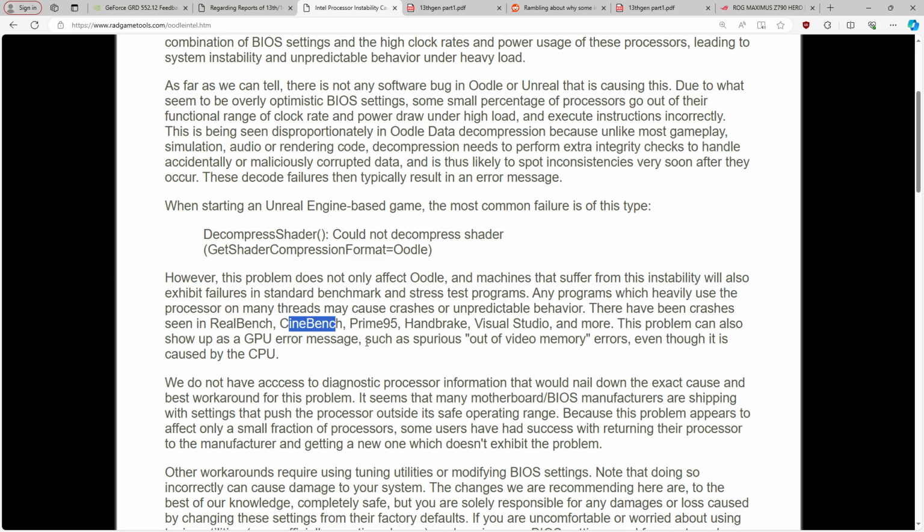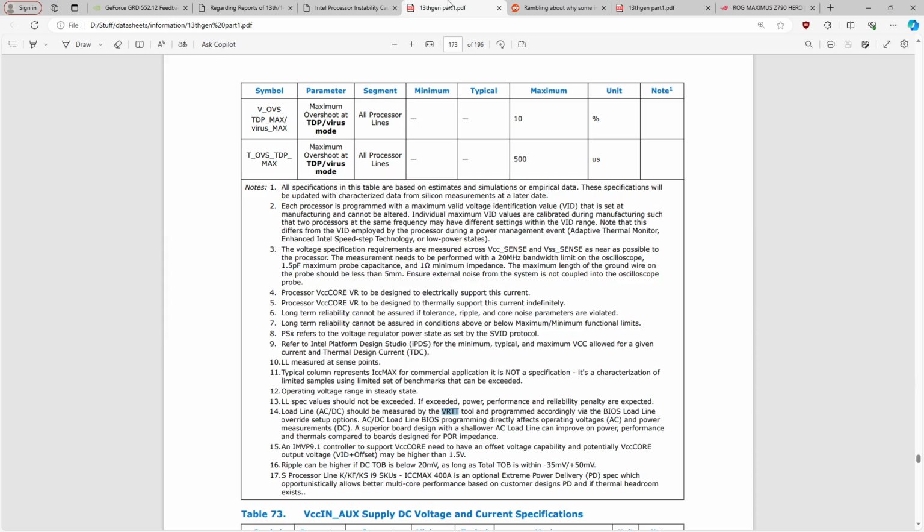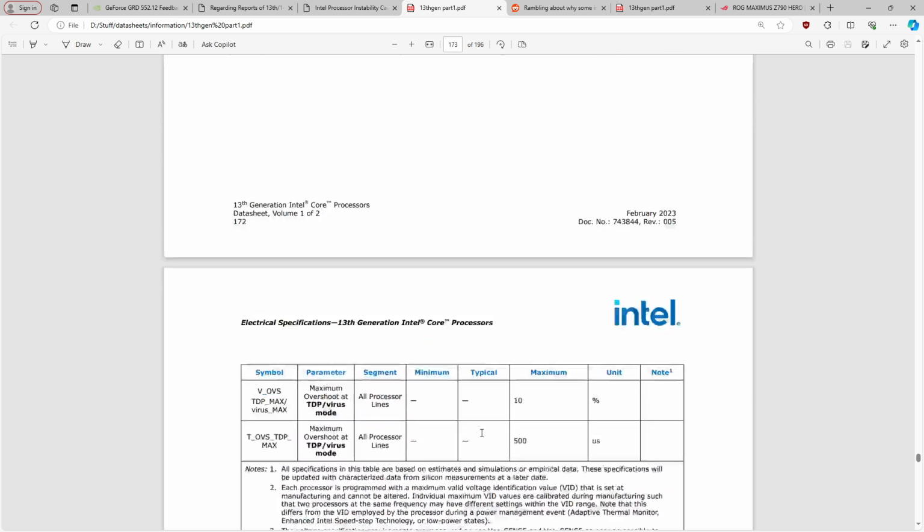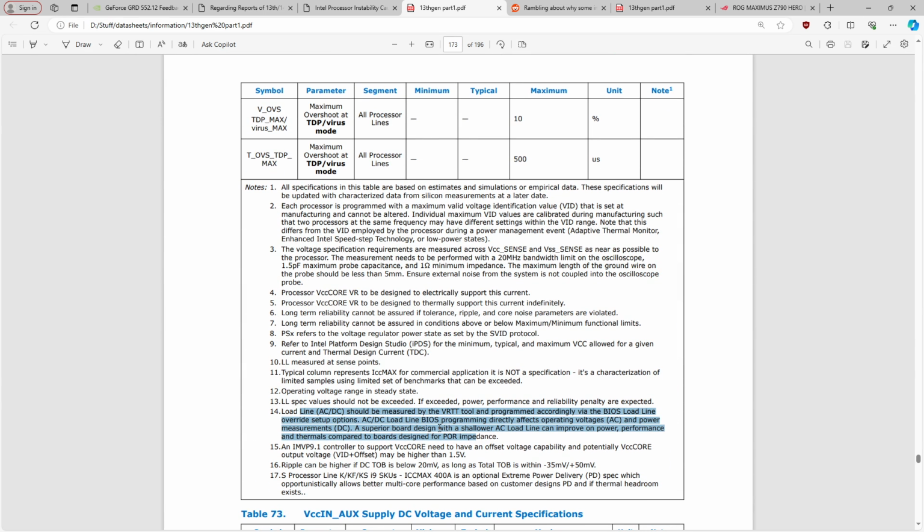So maybe this is significantly noisier than the worst case transient loading that the VRTT manages to produce, in which case this tool is not good enough. Or maybe the motherboard vendors use this tool and then just don't use it properly. And quite frankly, I don't know why you'd let the motherboard vendors mess with this. This is asking for things to go wrong.